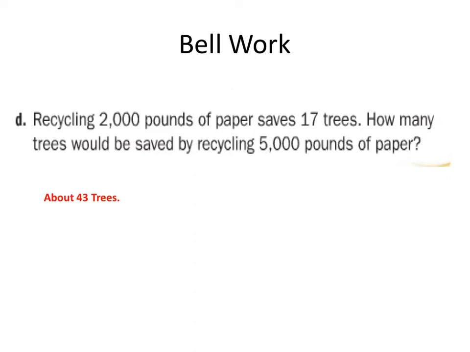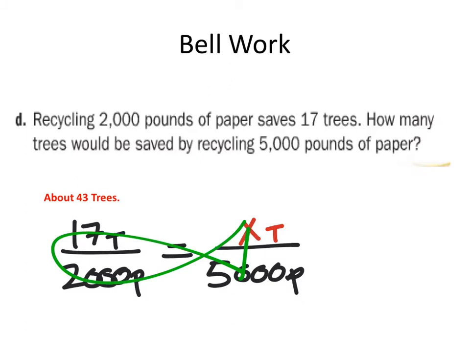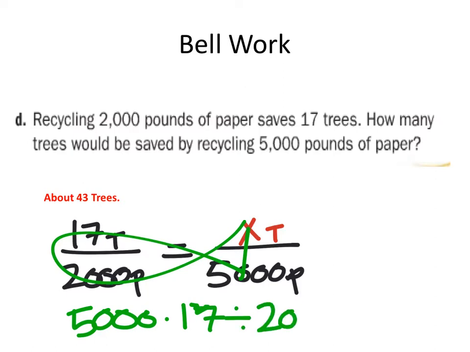Alright, this is the answer I got, so we can form a proportion, of course, on this. You got 17 trees to 2,000 pounds, and so you got 5,000 pounds over here, so how many trees? And yeah, we'll just use fish method on this one like this. So you do 5,000 times the 17 divided by 2,000, right? And yeah, I would just put that in the calculator.